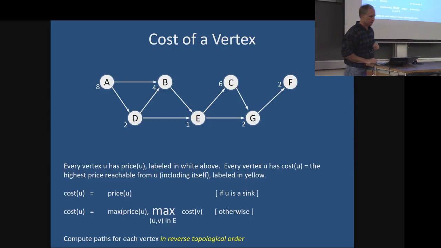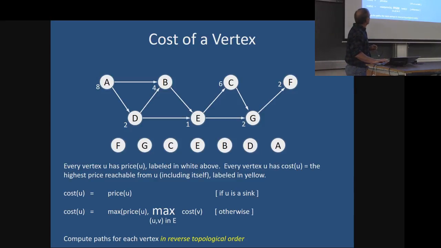So there it is in symbols. Let's work this out. There's a reverse topological sort. So we go to evaluate F. What is the cost of a sink? It's its price. Okay? Now we look at G. The cost of G is the larger of the price of G and the cost of its child, its successor F. Both of those are 2. Okay? Now we look at C. What do we take the larger of?